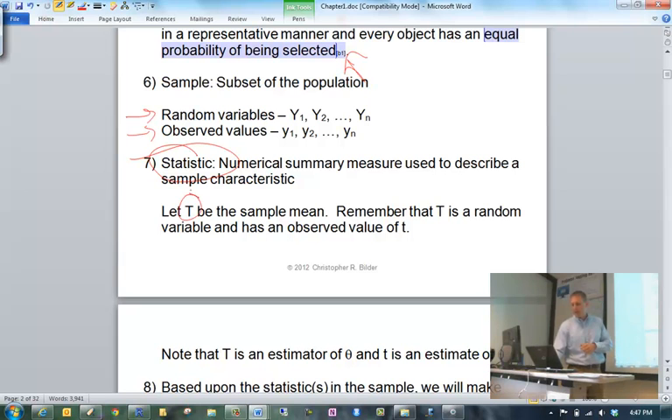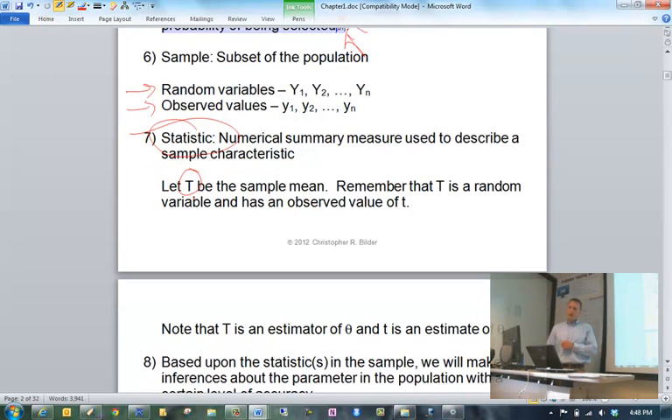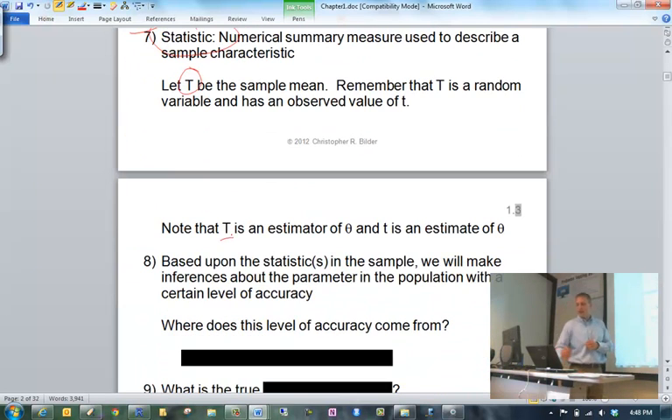So how about we let T then be the sample mean? Capital T is our random variable. Lowercase t is the actual observed value. So we could say that capital T is an estimator of theta. The sample mean estimates the population mean. Lowercase t is an estimate of theta. It's the actual numerical value, the symbol that we use to denote the numerical value. Again, this is that 882 stuff, actually.